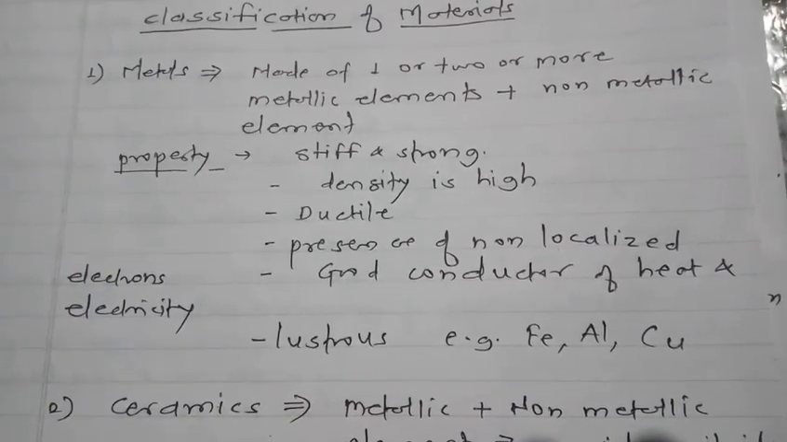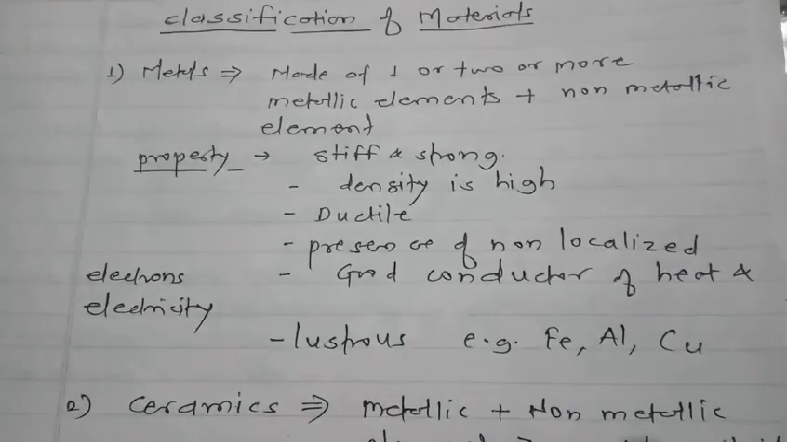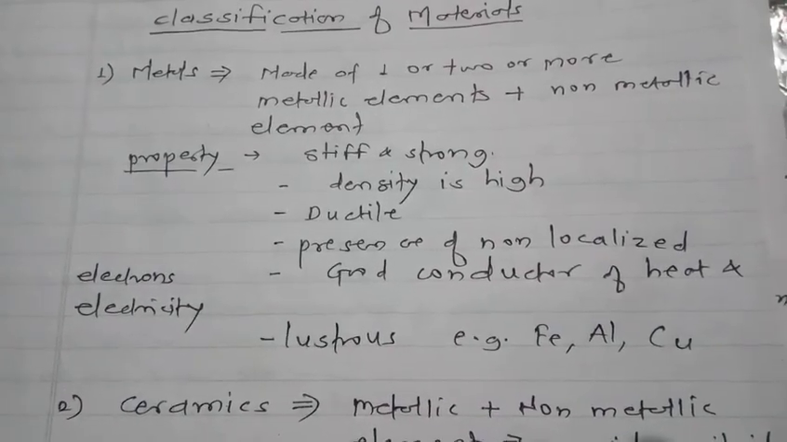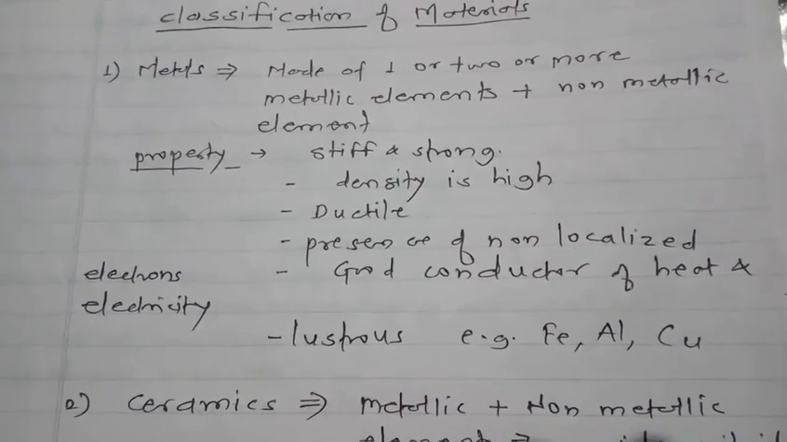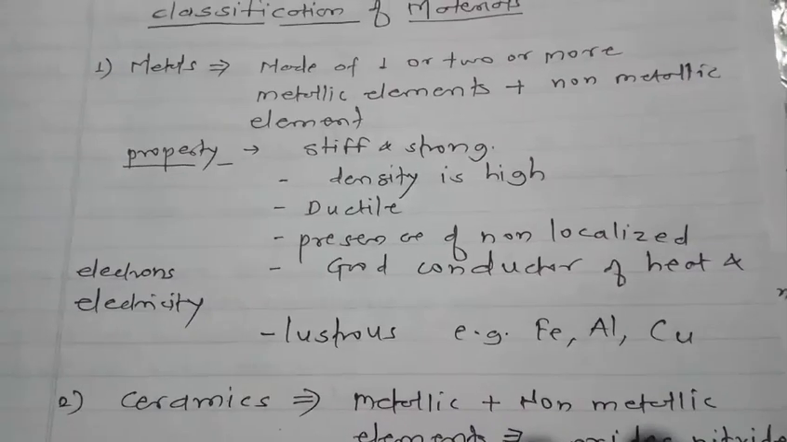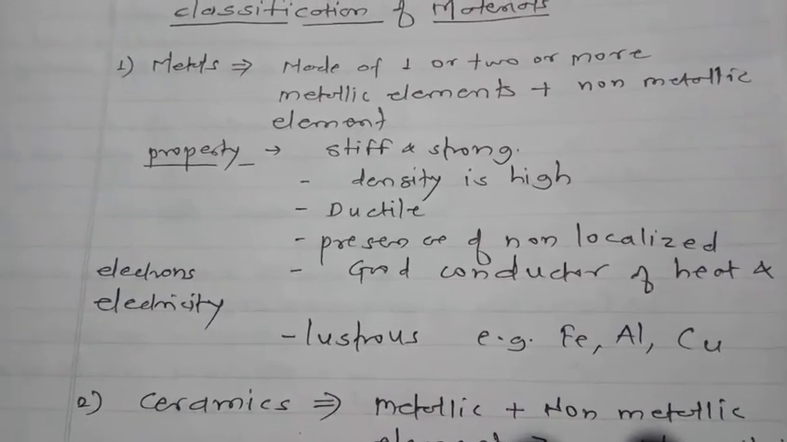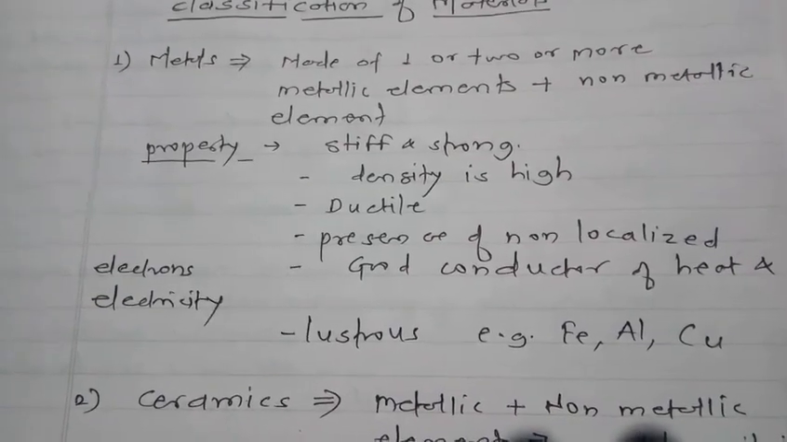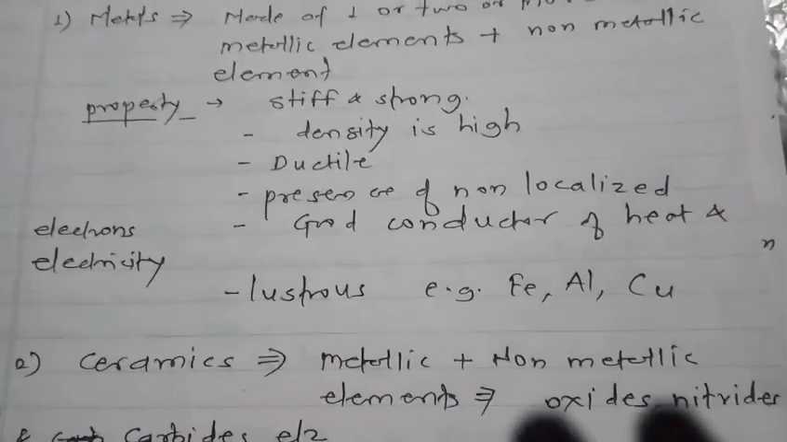Then it is ductile. Ductile is nothing but what? The opposite of ductile is somewhat brittle, right? Means ductility of the metal is somewhat high, means it will not directly fracture. There will be some deformation before the fracture of the particular material, or you can call it metals.